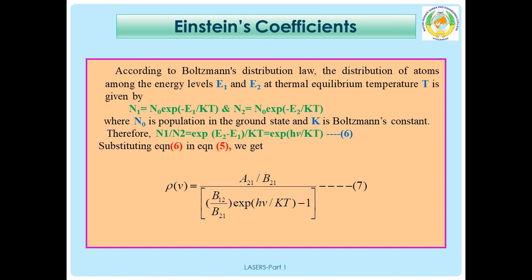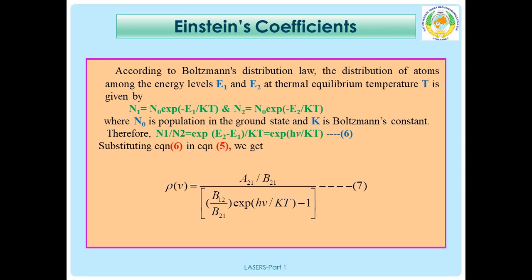Now I have these two equations, N1 and N2 at E1 and E2. So if I take N1 by N2, then N1 by N2 is equal to what from these two equations? e to the power E2 minus E1 by kT. So when minus E2 goes to the numerator, I get plus E2. So please remember that, and we know E2 minus E1 is equal to h nu. So substituting for that, we get N1 by N2 is equal to e to the power h nu by kT.